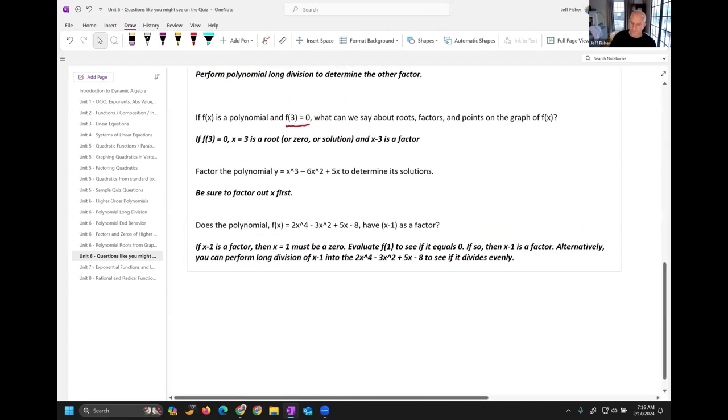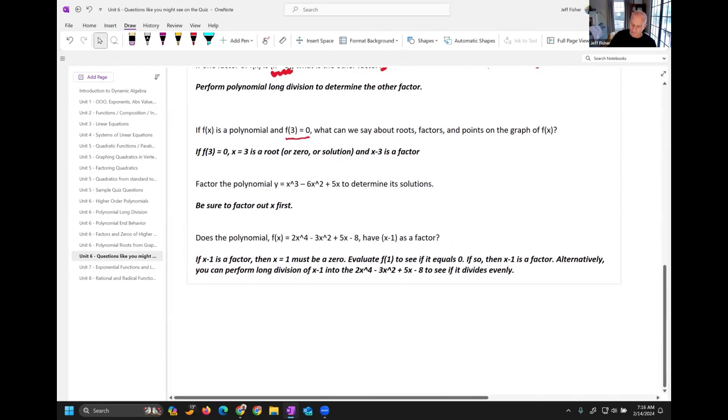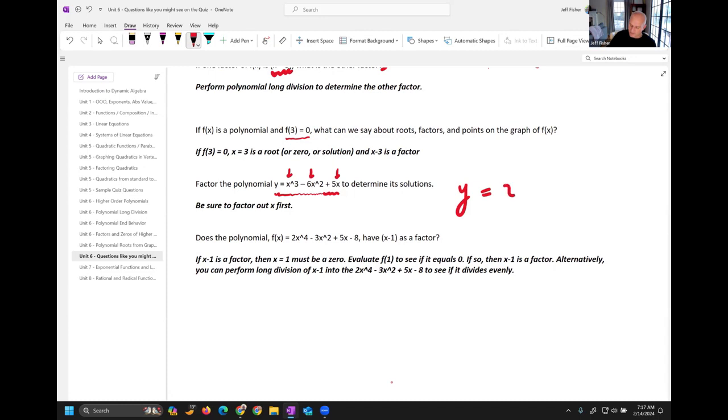Now, lastly, factor the polynomial. Or we got two more left. Factor the polynomial y equals x cubed minus 6x squared plus 5x to determine its solutions. Well, we can factor x out first. So there's a common x in each of these. So we say y equals, take out that common x, and we're left with x squared minus 6x plus 5, right? All we did was we factored out a common x.